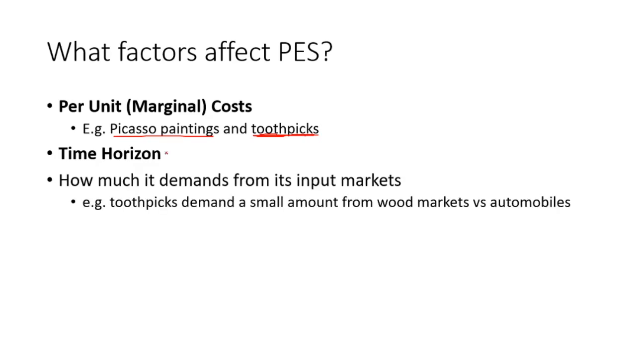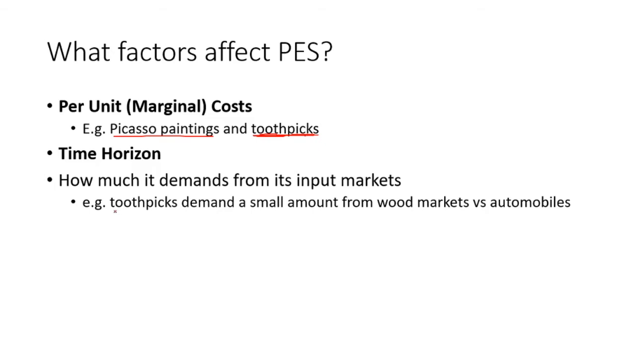The next is how much it demands from its input markets. So what this means is that if the product is really demanding of its input markets, so if it really requires a lot of inputs to produce the thing, then it might be quite inelastic. It might be quite unresponsive to changes in price because it's going to be very difficult to get those things. But if it doesn't demand very much of its input markets, if it's only a very small amount, then it's going to be more responsive and more elastic.